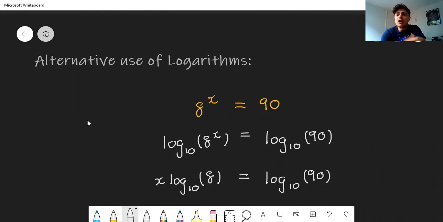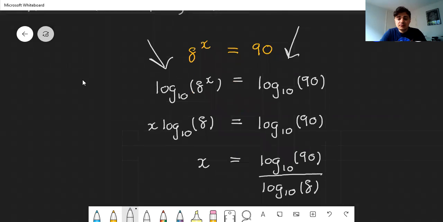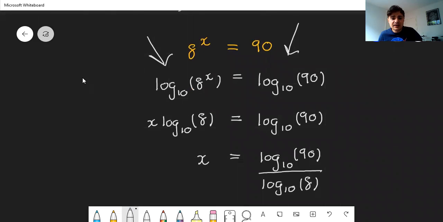And if we don't want to write log to the base 8, and we want to use a base number like log to the base 10, which is a bit more manageable sometimes if you're trying to solve on a calculator, we can simply take the logarithm of both sides of this equation. So we can go log to the base 10 of 8 to the x and log to the base 10 of 90. From here, we can simply take the x out to the front of the logarithm. So that's another logarithmic property.